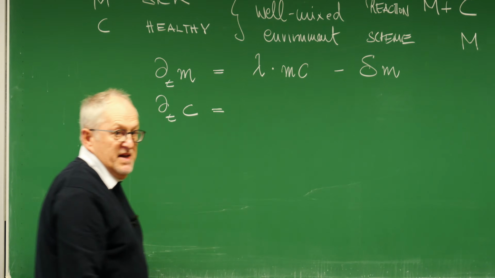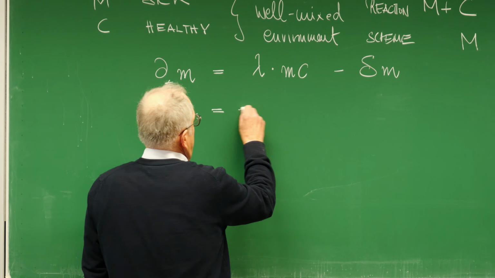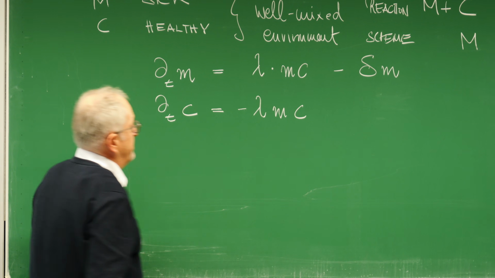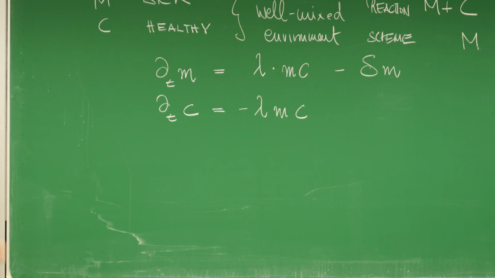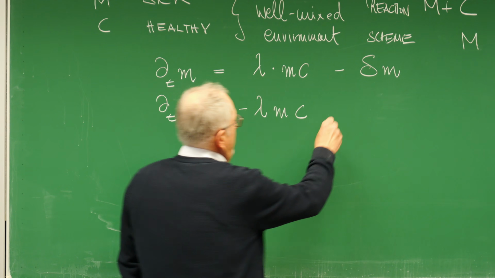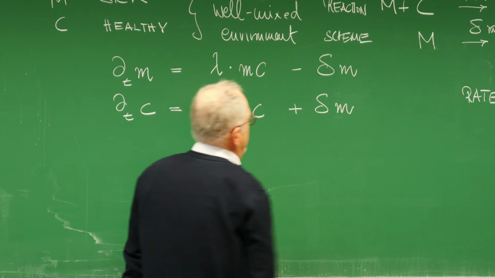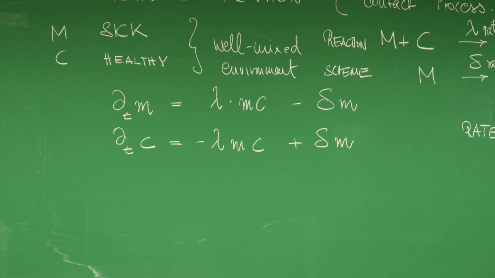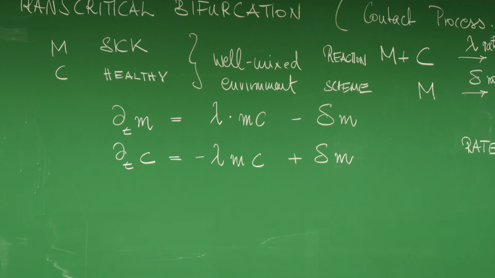For the second line, I need just to write the opposite, because this is an infection process. So what used to be a healthy individual becomes a sick individual, and therefore I have a minus, and you become healthy again with a recovery rate delta times m. So here you have actually a plus sign. So that's the dynamics that we have that we need to analyze.